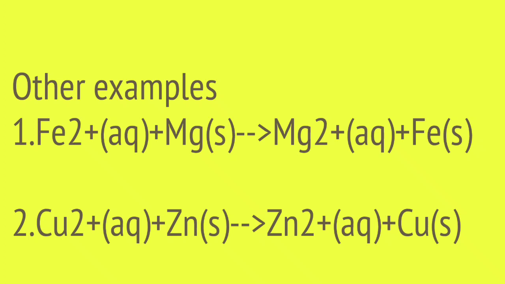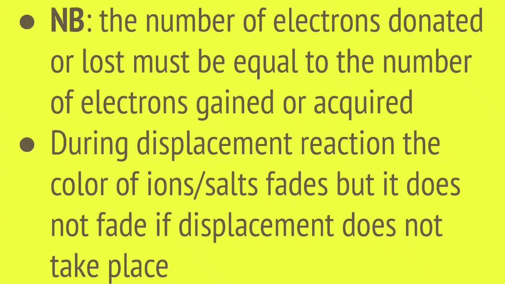Look at copper ions reacting with zinc. Zinc, being more reactive than copper, displaces copper from solution to form copper solid and zinc ions. So copper oxidation number decreases from positive 2 to 0. Therefore, it has undergone reduction, while zinc, the oxidation number increases from 0 to positive 2. Therefore, it undergoes oxidation. Now, let's note the following.